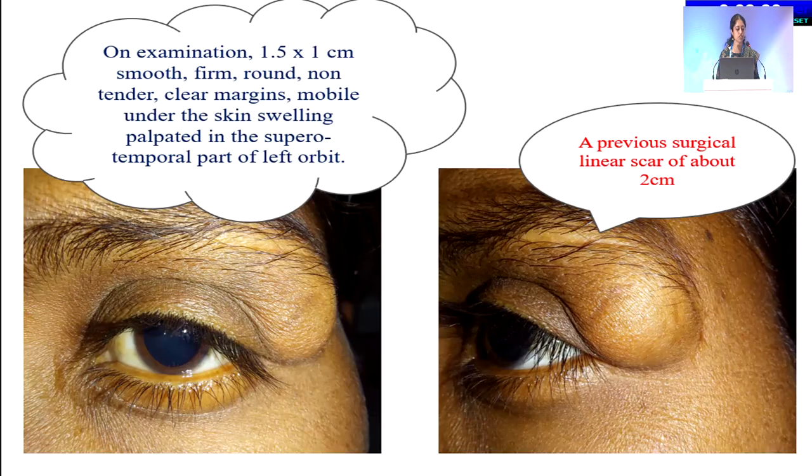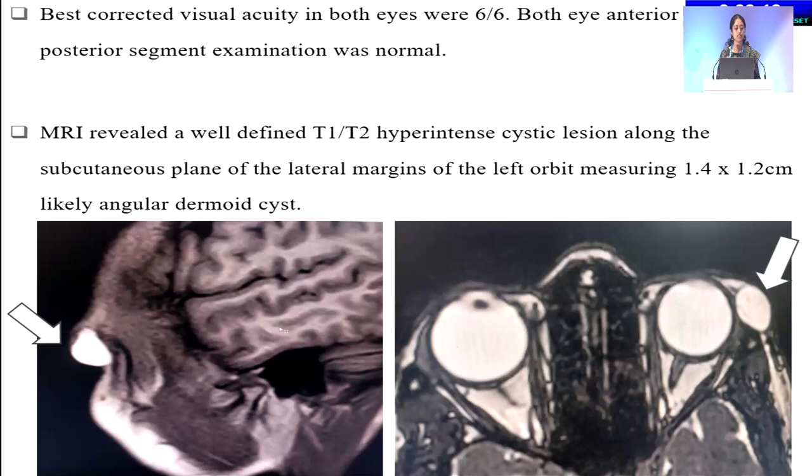On examination, a 1.5 x 1 centimeter smooth, firm, round, non-tender, mobile swelling with clear margins could be palpated under the skin in the superotemporal part of the left orbit. A previous surgical scar of about 2 centimeters was also seen. Best corrected visual acuity in both eyes was 6/6, and anterior and posterior segment evaluation of both eyes was normal.